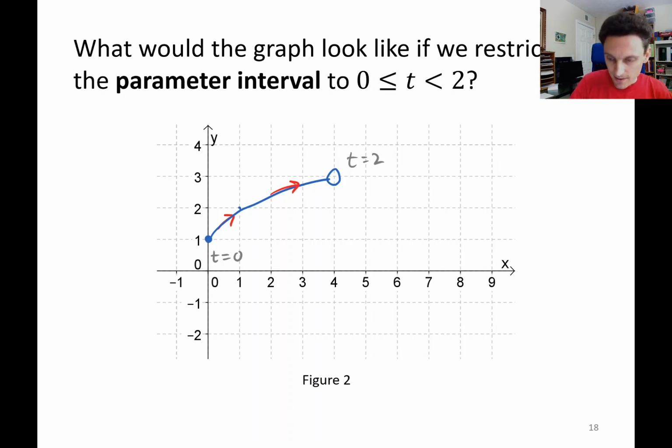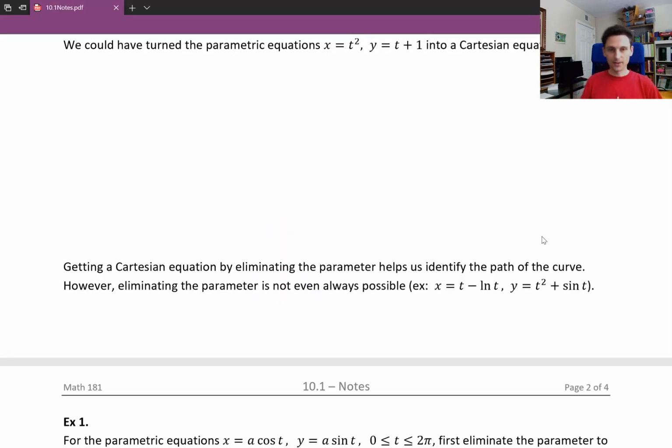So let's take a look at another set, the same set of parametric equations, and notice that we can turn them into a Cartesian equation. Let me come over to the notes. So we could have turned the parametric equations x equals t squared and y equals t plus 1 into a Cartesian equation. Cartesian just meaning in terms of x, y only. This is in terms of x, y. We could do that by eliminating the parameter t.